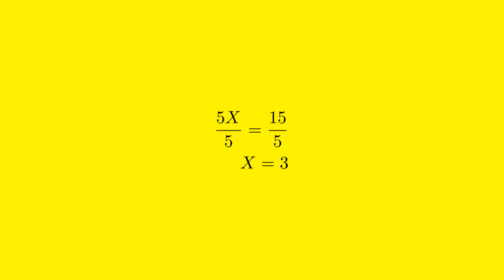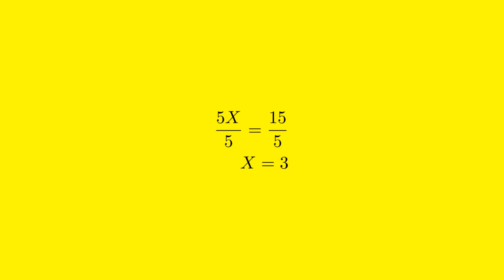Here is step 2. Now that we have simplified the equation to 5x equals 15, our goal is to further isolate x. Currently, x is being multiplied by 5. To isolate x, we need to undo this multiplication. We can do that by dividing both sides of the equation by 5. By dividing both sides of the equation by the same number, we keep the equation balanced.